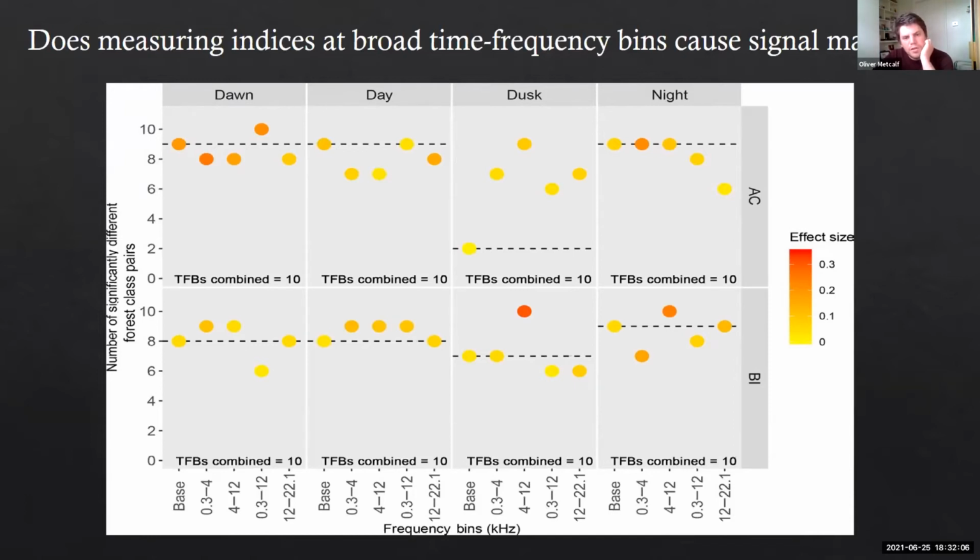But what we found when we used all of them combined was that we could always differentiate between all the different forest class pairs, which suggested that there was some degree of masking going on. There were at some frequency bands things happening that you couldn't pick up if you measured across those broad frequency bins. And that happens at whatever time of day you do it as well.